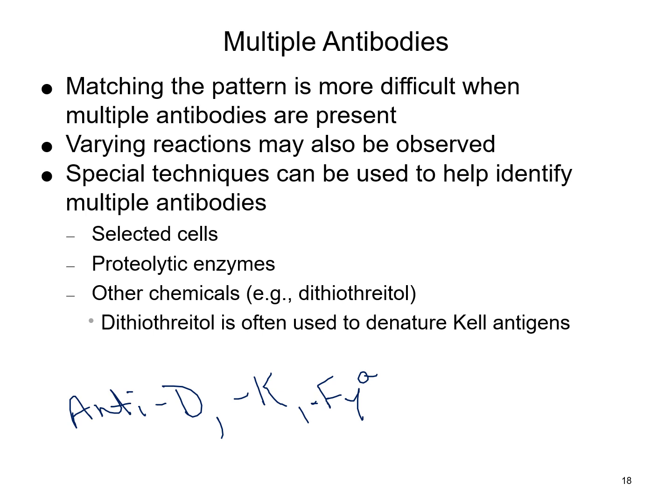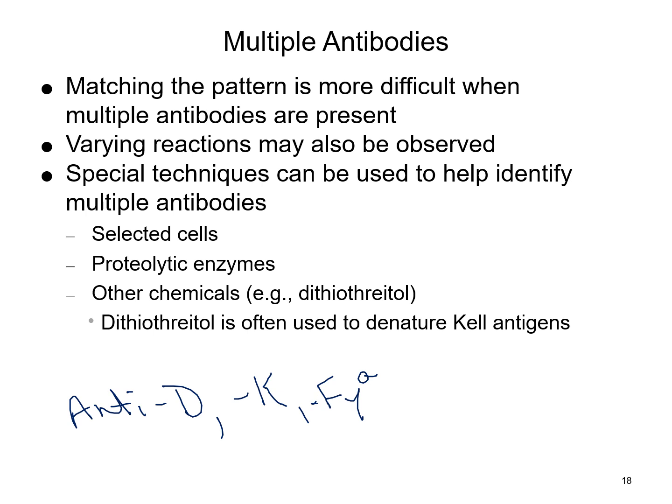Multiple antibodies can be indicated when you have varying reactivity going on. Maybe you're seeing different reactivity in different phases of testing, or different strengths of reactivity. Regardless of what it is, if you've got varying reactions being observed, that indicates that you might potentially be dealing with multiple antibodies. So you might need to employ different techniques to help with identifying those antibodies.